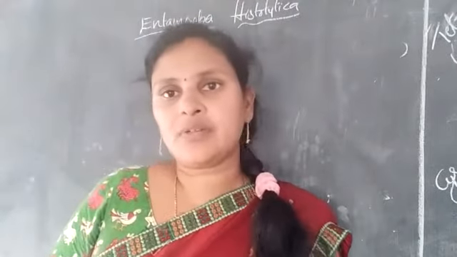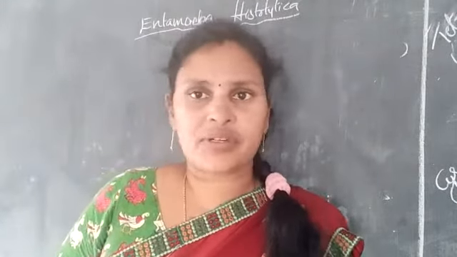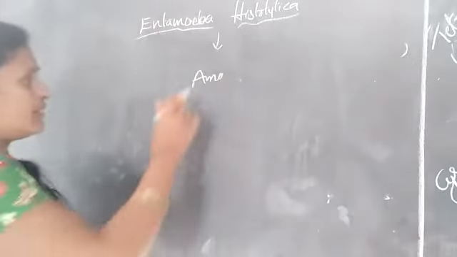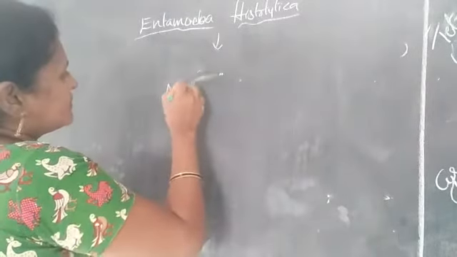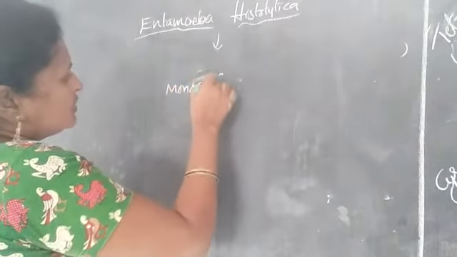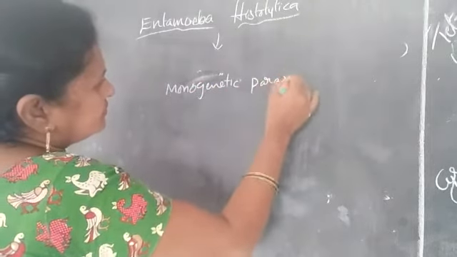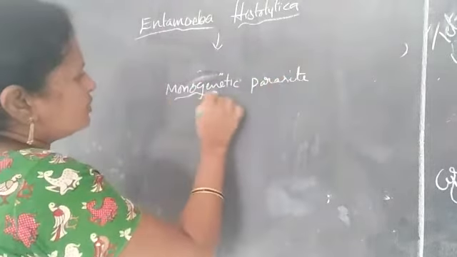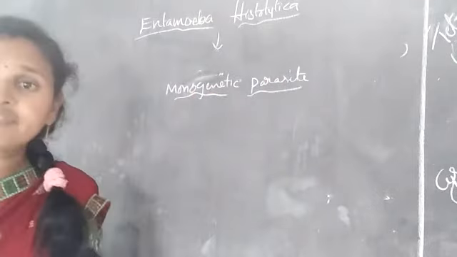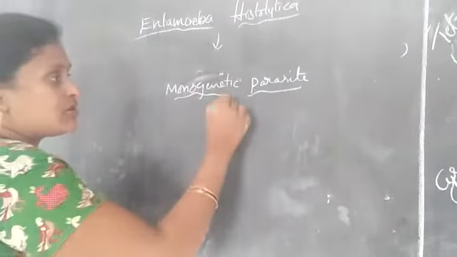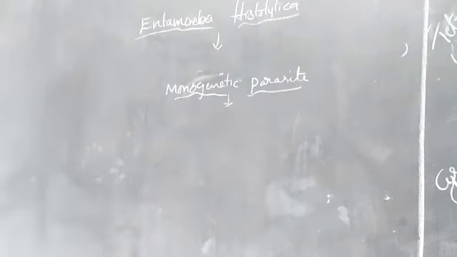Today we are discussing the life history of Entamoeba histolytica. Entamoeba histolytica is a monogenetic parasite. So, what is a monogenetic parasite? Its life cycle completes in one host, and that is also called a monogenetic parasite.